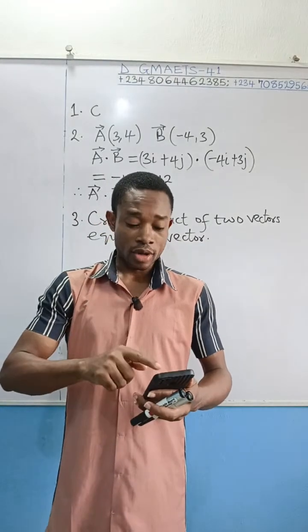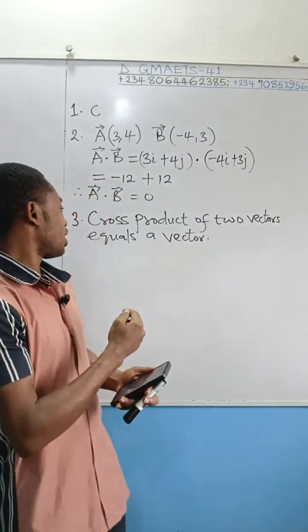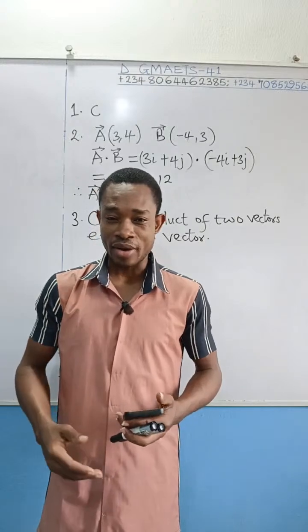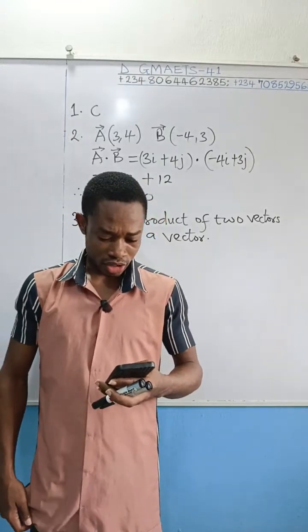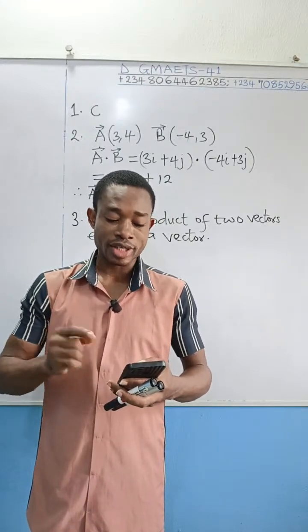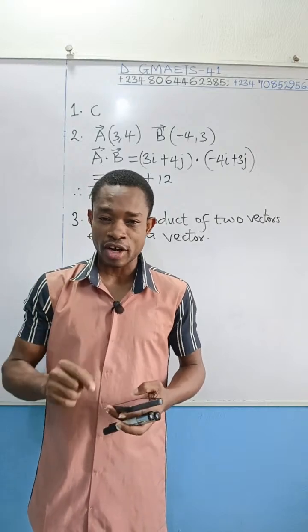I am going to quickly repeat what we did in questions 1, 2, as well as 3, because I don't know if the sound affected anyone initially. First question: which of the following operations is not valid for vectors?